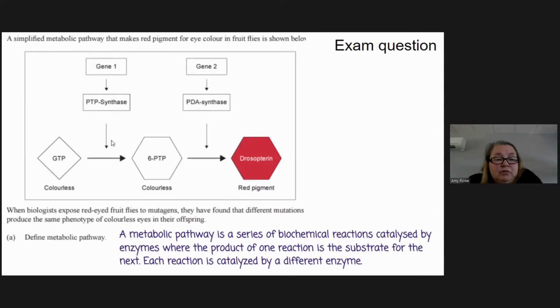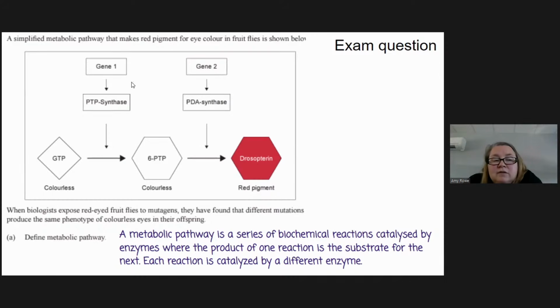Now suppose gene 1 is functional and non-mutated, but gene 2 is mutated. Then the enzyme coded for by gene 2, PDA synthase, will also be non-functioning. It won't work, and if PDA synthase can't work, then it is unable to catalyze this reaction. So 6-PTP to drosophilin won't happen. Our metabolic pathway will stop here.